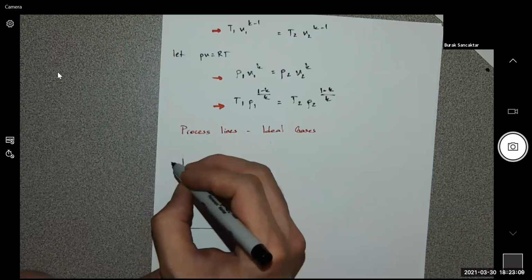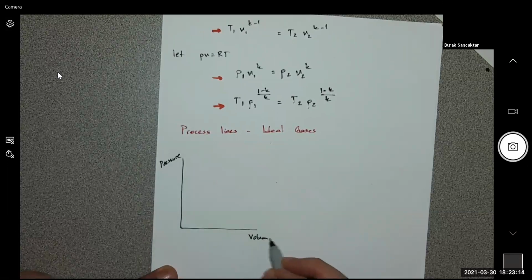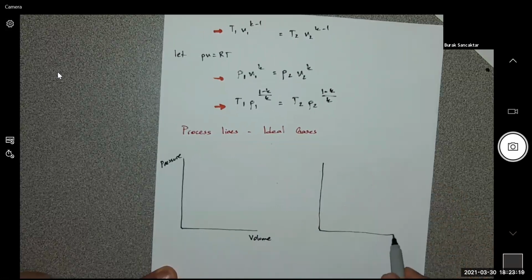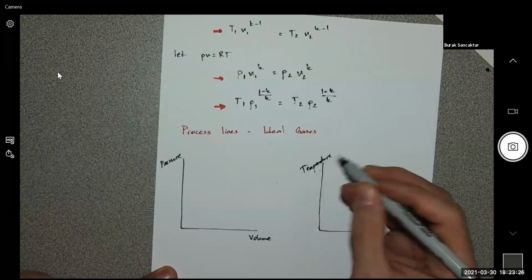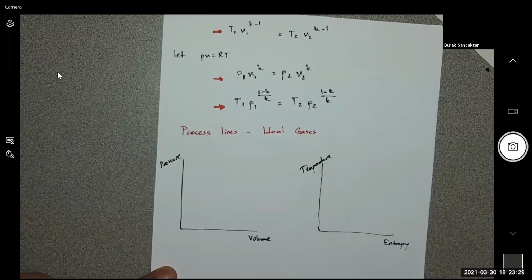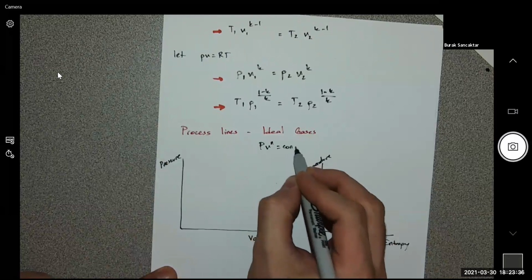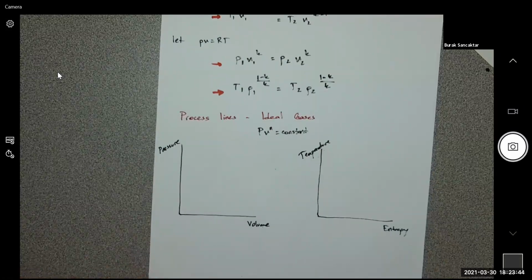Pressure versus volume and temperature versus entropy diagram. Entropy, temperature. So what I'm going to visualize here, sketch on a PV and TS diagram, is PV to the power of n equals constant. This represents pretty much all the process lines that I need to know for an ideal gas.